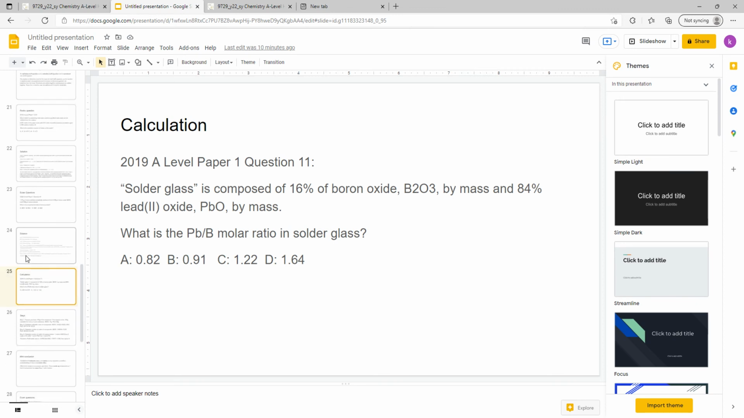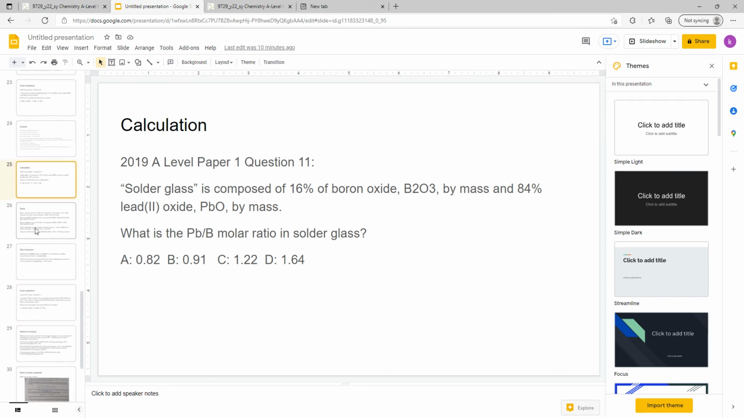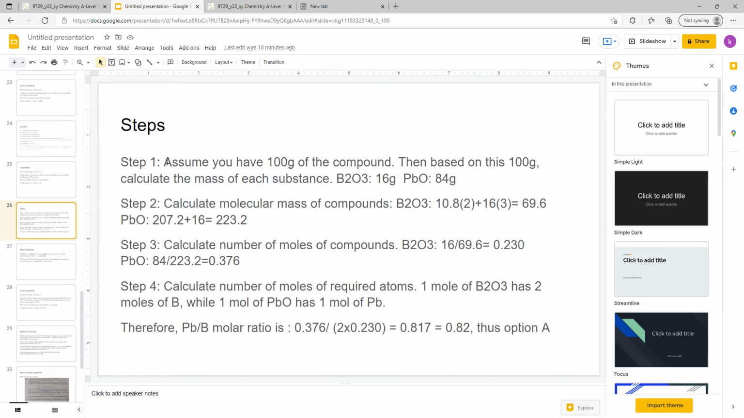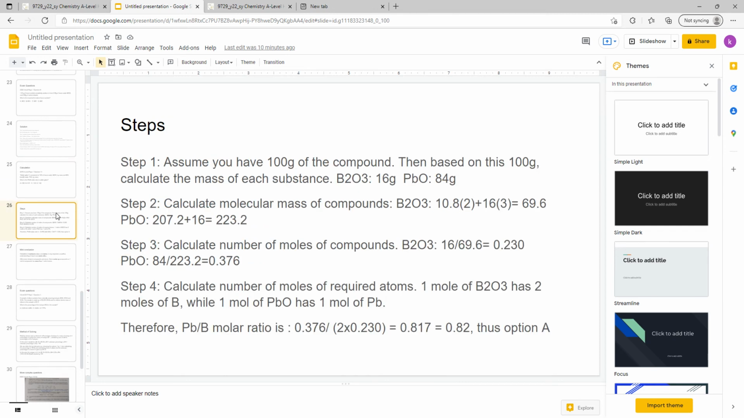Okay, so to do such questions where they tell you the percentage composition, the first and easiest step is to assume we have 100 grams of the compound. Since we have 100 grams and the total percentage is based out of 100, we can easily calculate the mass of each substance. So here, since we have 16% of B2O3 and 84% of PbO, we have 16 grams of B2O3 and 84 grams of PbO.